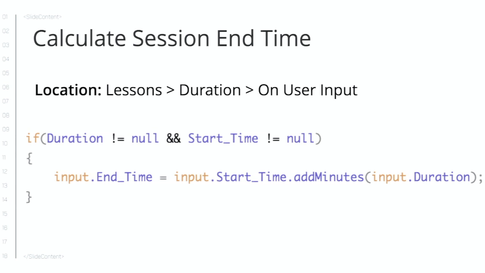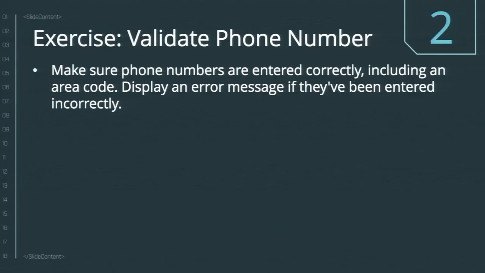And if both of those fields have actual values in there and are not blank, then we can go and do the calculation and say the end time equals the start time, add minutes, and then we put the duration inside there. The very first time, a field doesn't exist. Once it gets some value, now it's a double quote situation.